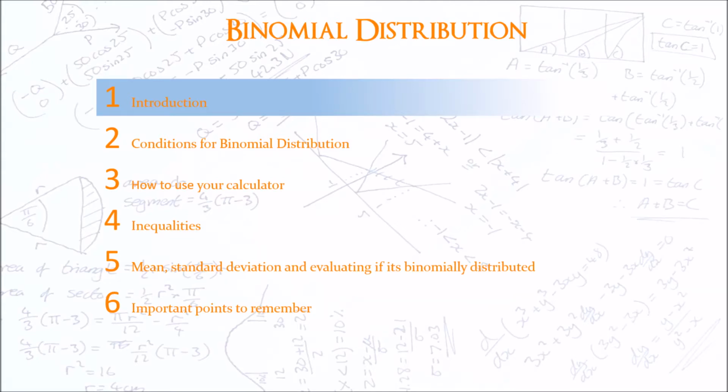Statistical distributions are used to model and predict the probability of a given event in a certain situation. Different distributions apply in different scenarios, and in S1 we are going to cover two of these: the normal distribution, and in this video, the binomial distribution.